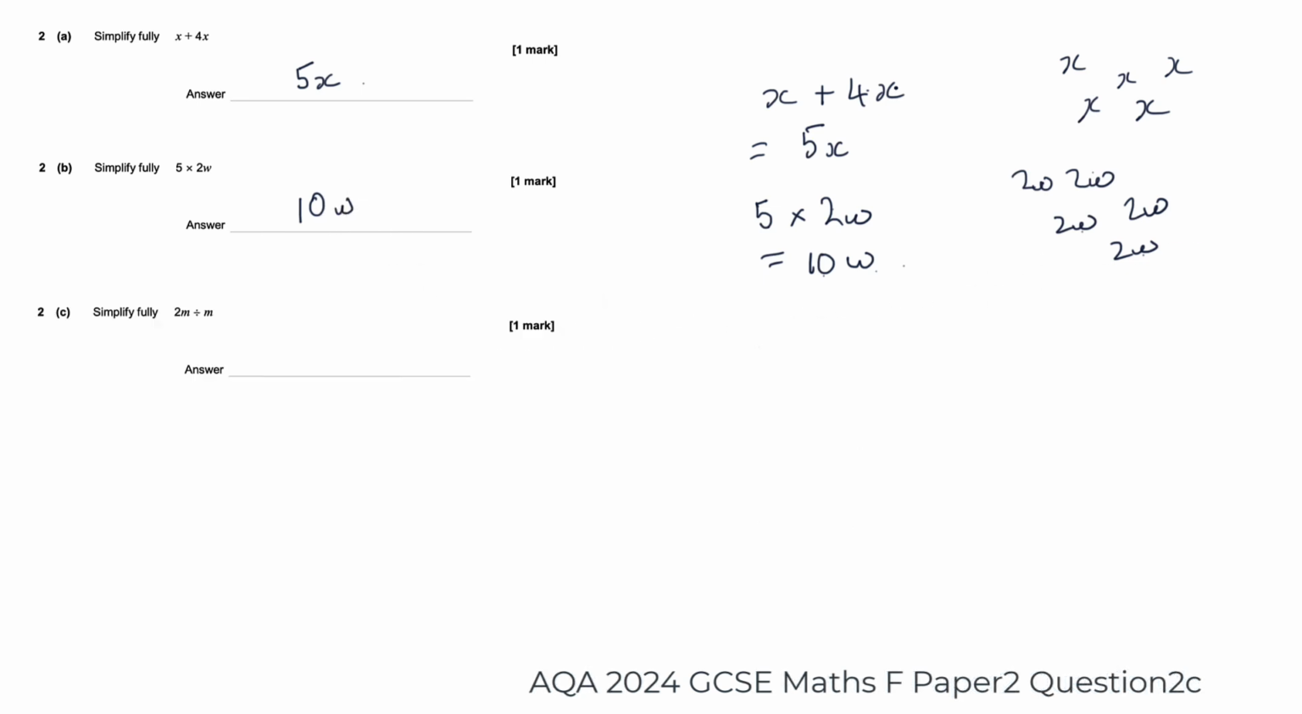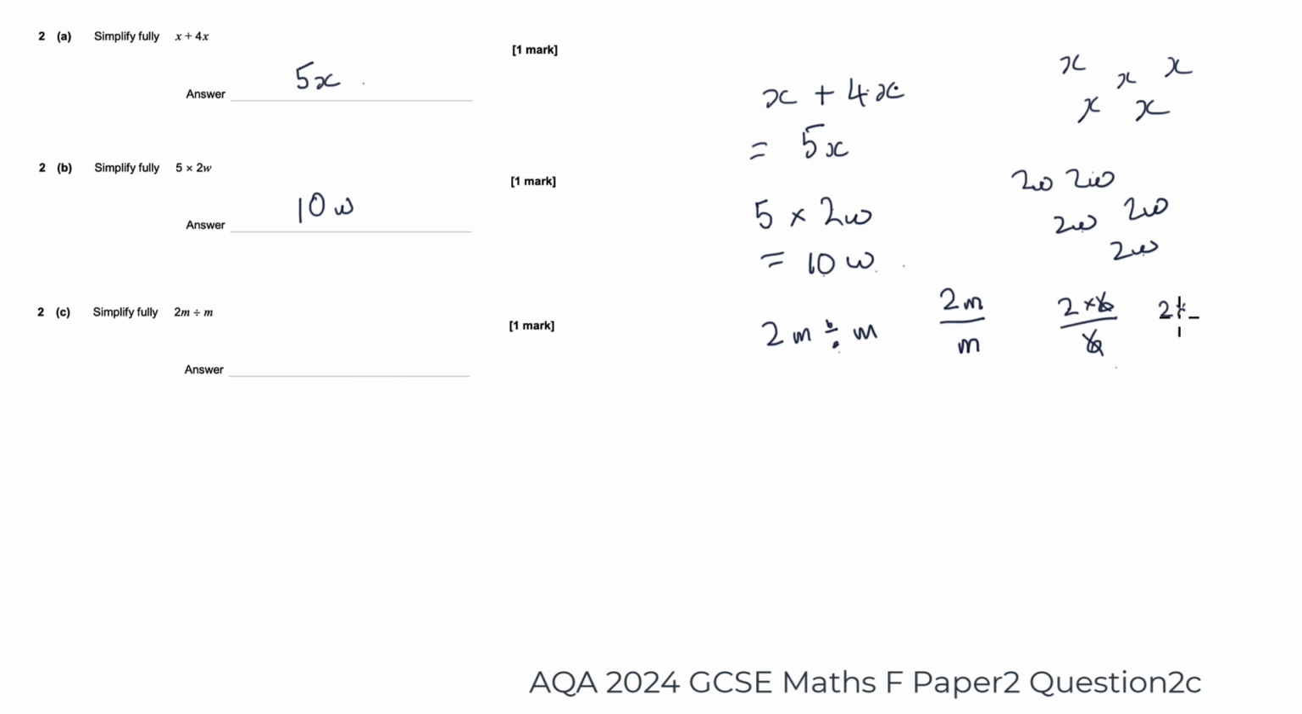Part C. Simplify fully 2m divided by m. Now how we normally write that without the divide sign is 2m over m. It's like having 2 times 6 over 6. And what you do is divide top and bottom by 6 to get 2.